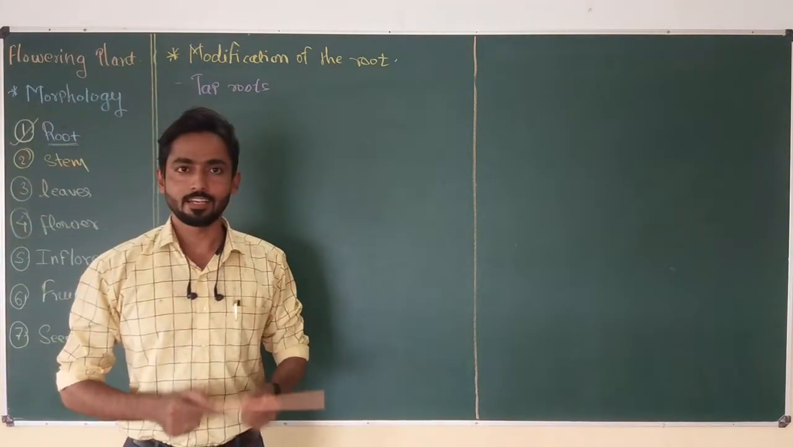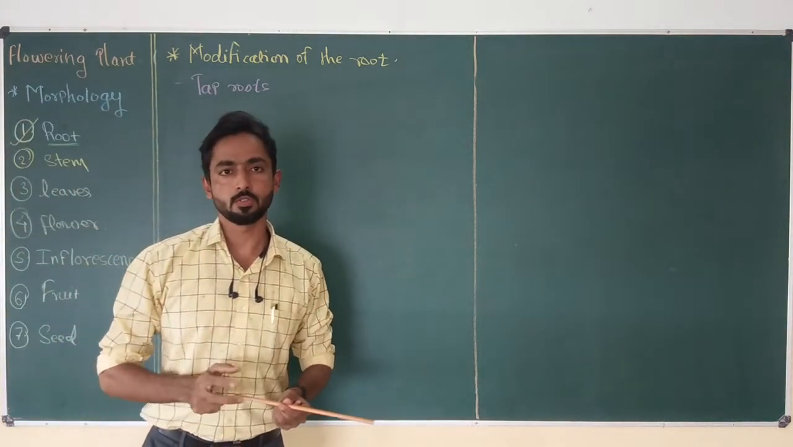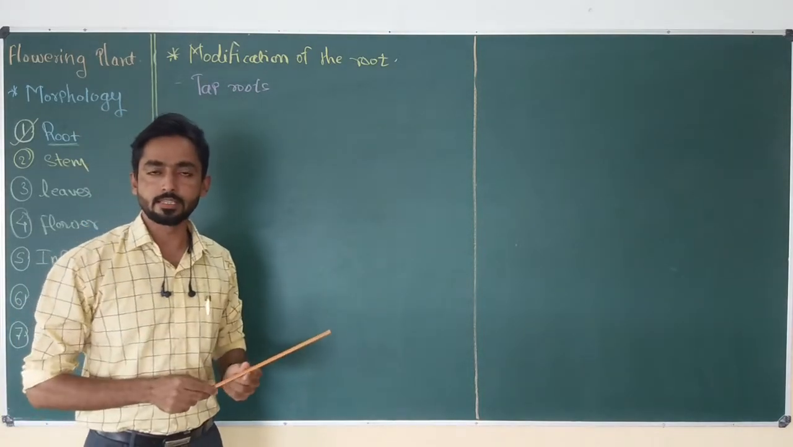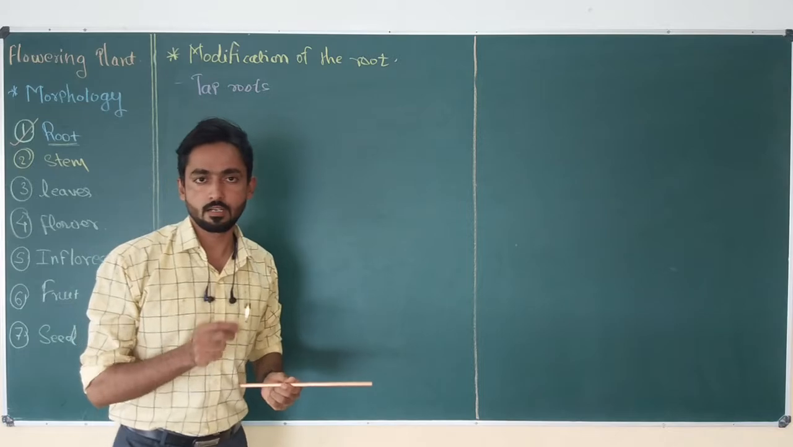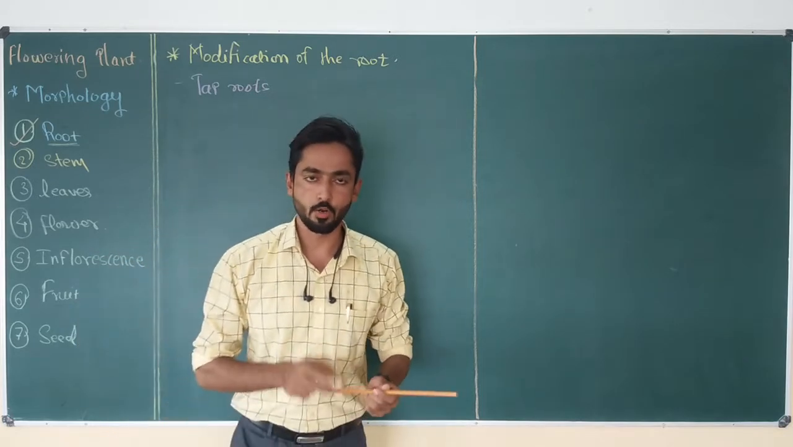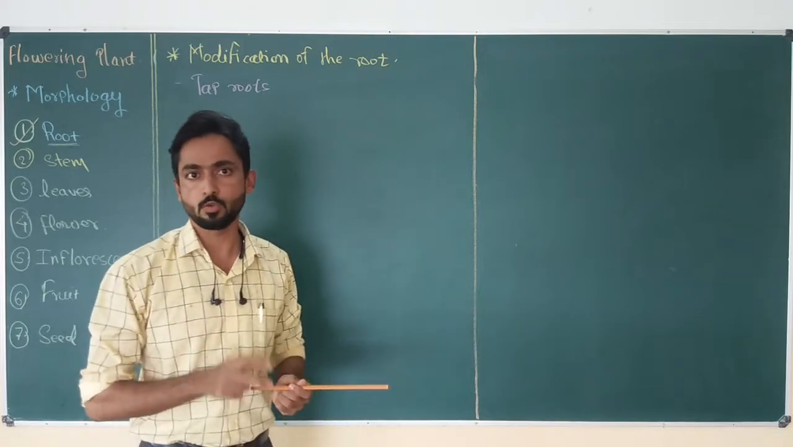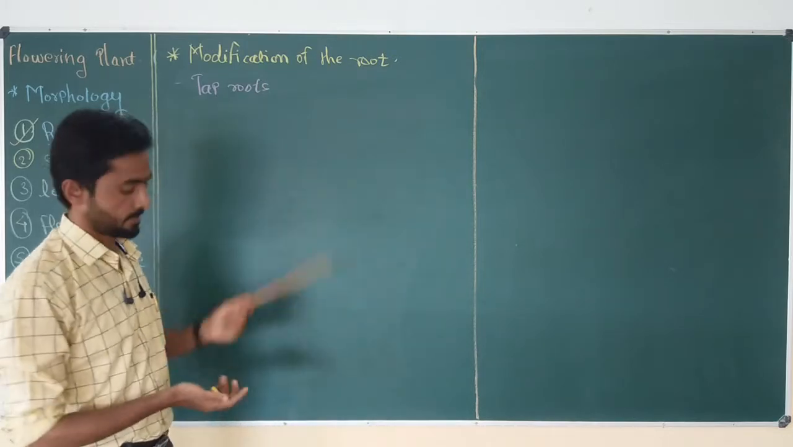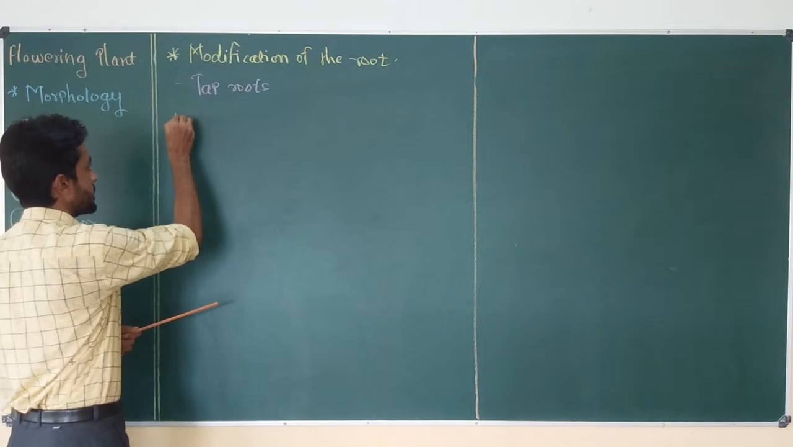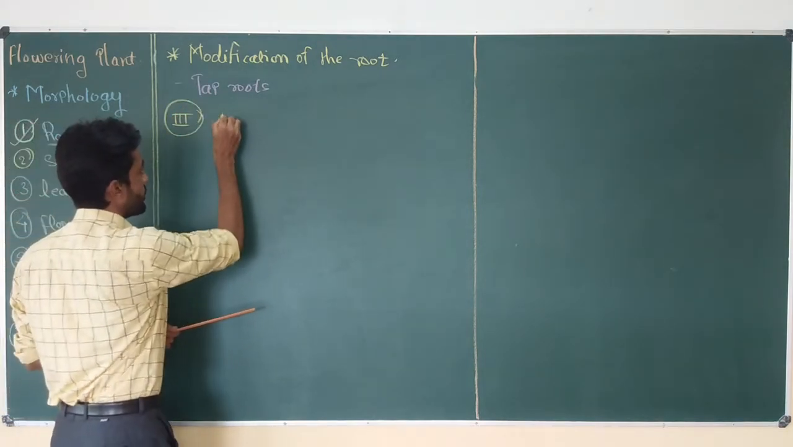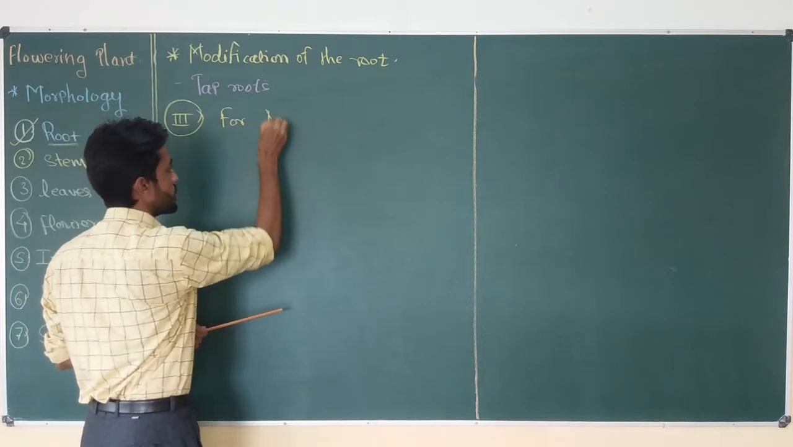Hello everyone. In the last video, we discussed the first two important modifications of the taproot system present in the angiospermic plant. These are modification for food storage and modification for respiration. Now in this video, I am going to discuss the remaining two modifications of the taproot system. The third modification present in the taproot of the angiospermic plant is modification for nitrogen fixation.